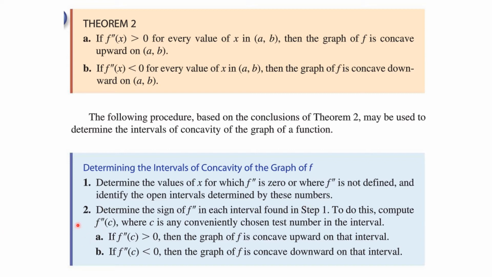And then we determine the sign of f double prime in each of those intervals. And to do this, we pick test points and we compute f double prime of c, where c is a conveniently chosen test number in the interval. If the second derivative at c is bigger than 0, we are concave up on that interval. If the second derivative is less than 0, then the graph is concave downward on that interval.